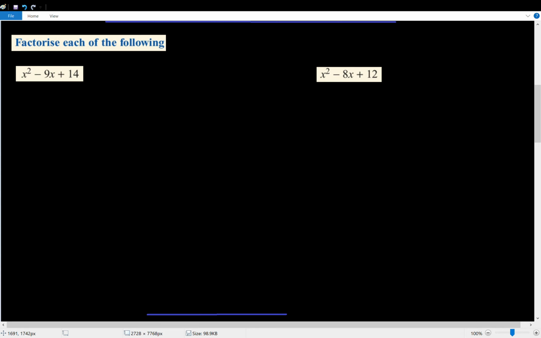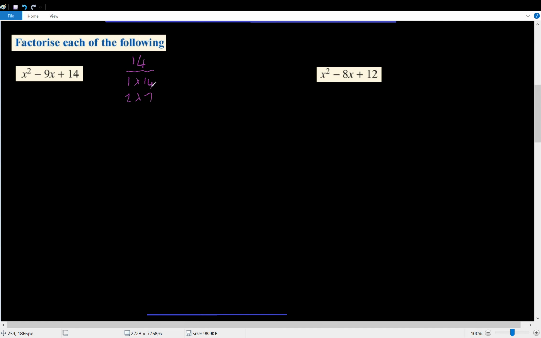But the start is going to be the same as before. We're going to take the number in front of x squared, which in these examples is 1 again. We're going to multiply it by the constant. So for our example on the left, we're going to have 1 times 14, and we get 14. And now we're going to write out the factors of 14. So we've got 1 times 14, and we've got 2 times 7. And the number we're hoping that the pair we choose will add to is minus 9. But you notice that neither of our pairs will add up to minus 9.